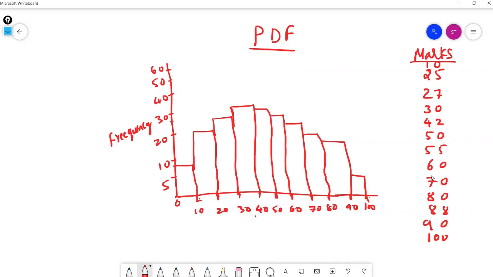So basically, marks versus the frequency. So here you can interpret that, okay, 30 to 40 marks, there are 30 students who scored marks between 30 and 40. So that is how we can interpret this, right? It looks like a normal distribution. So now what I'm going to do, I'm going to smoothen this curve, something like this.